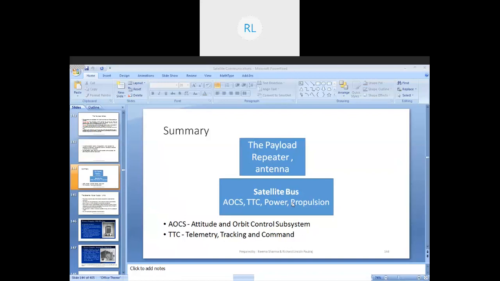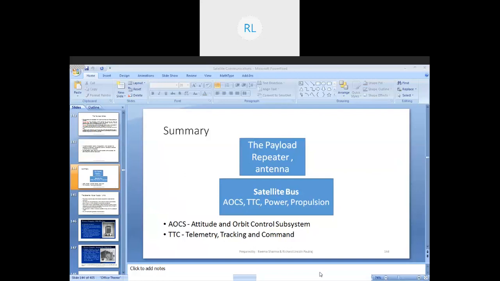This satellite bus is needed for, as I told you, power and propulsion. Propulsion means it should have proper levels of fuel. All these are very much needed. Then TT&C is your telemetry, tracking, and command. AOCS is your attitude and orbit control system. So repeaters are needed.